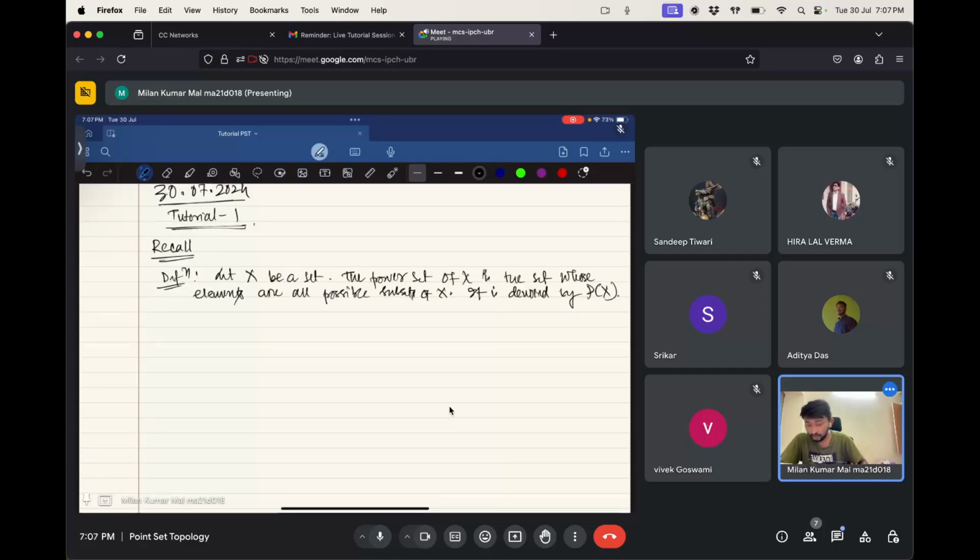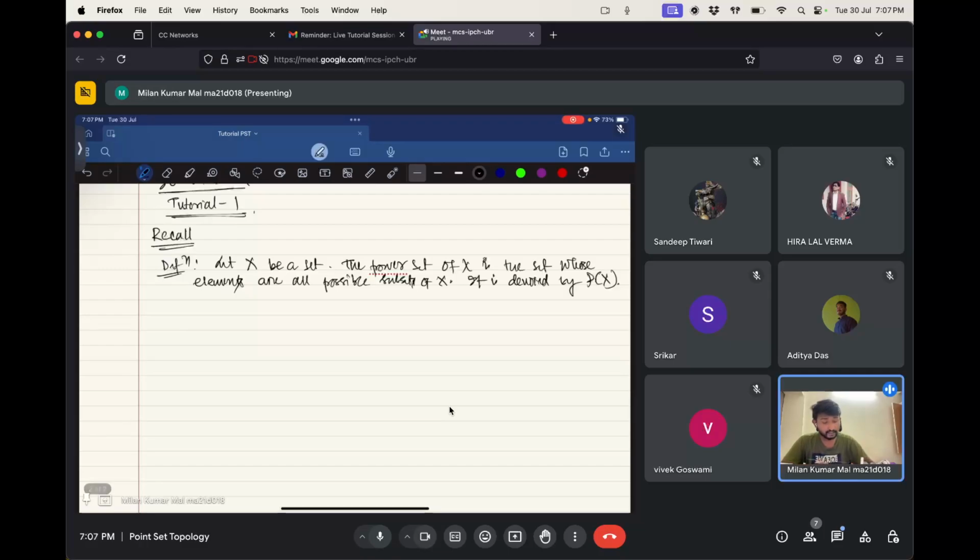Okay. Now, just one thing I want to make sure: what is the power set? The power set is the collection of all subsets of X. For example, when X is a set of cardinality n, where cardinality means the number of elements in the set, then the power set has 2 to the power n elements. I think you have read this somewhere else, maybe in 12th grade or some other place.